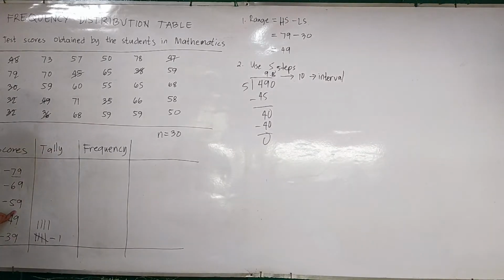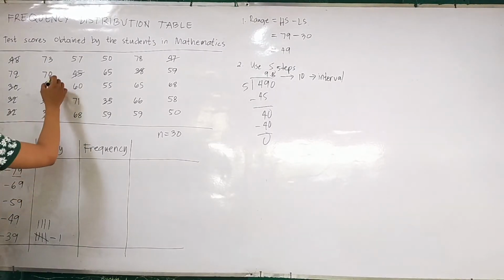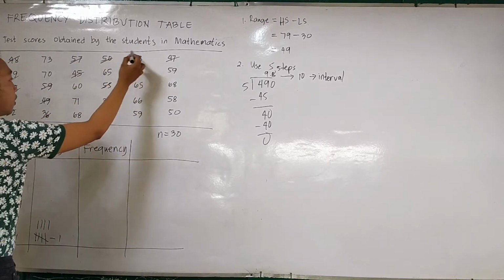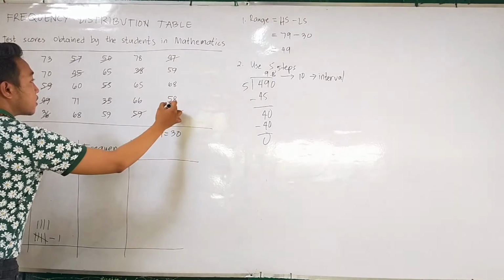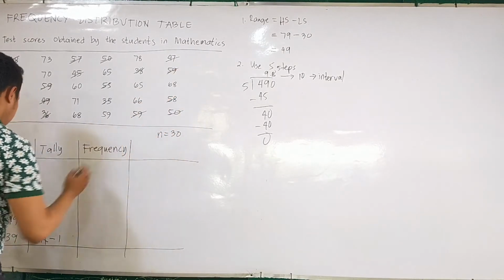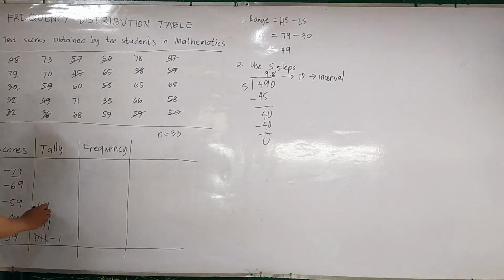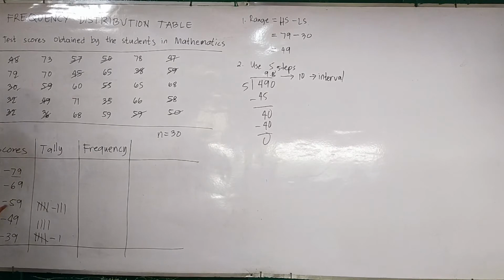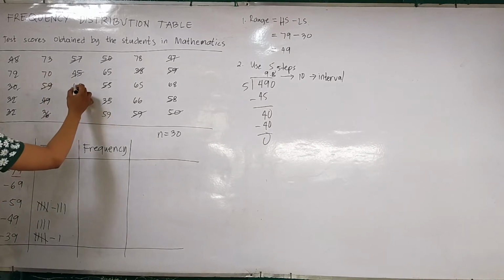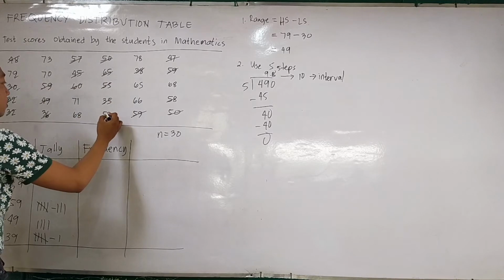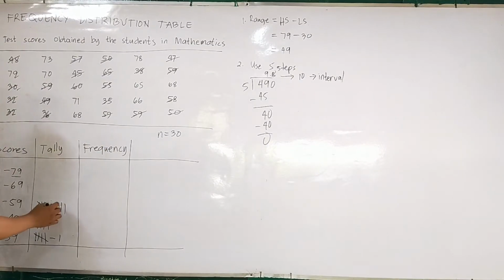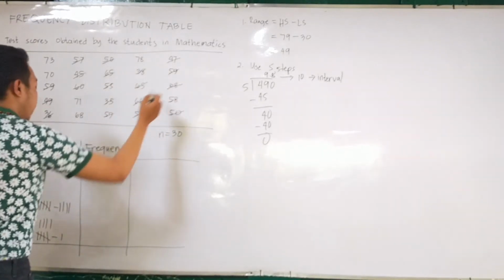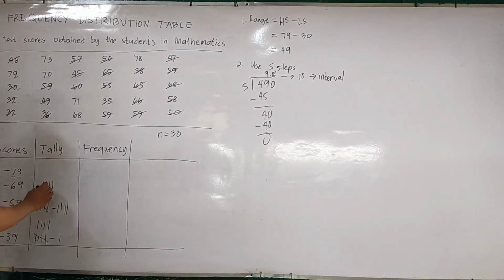Next group will be 50 to 59: 1, 2, 3, 4, 5, 6, 7, and 8. Next group will be 60 to 69. We have 1, 2. So let us include 59 here. That is 9. We have now 2, 3, 4, and 5. So 5.